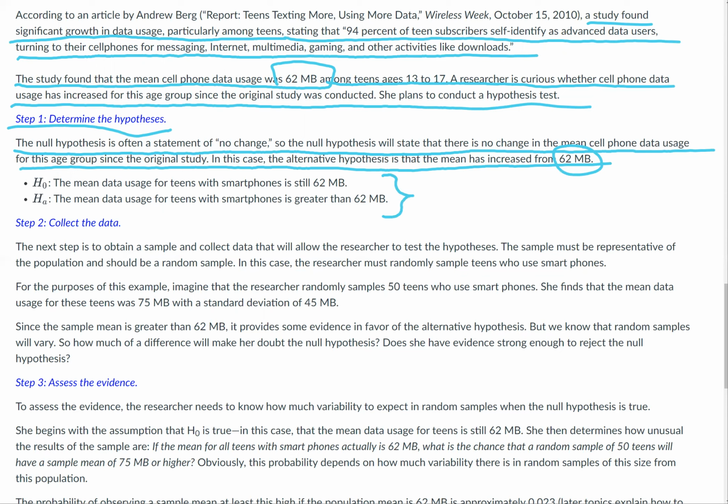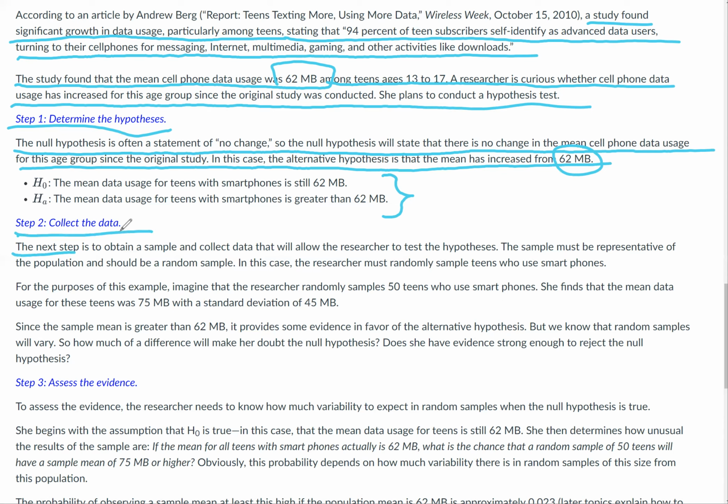And they're stated here in a little more detail. H sub 0, null hypothesis: the mean data usage for teens with smartphones is still 62 megabytes. And then alternative hypothesis, H sub A: the mean data usage for teens with smartphones is greater than 62 megabytes. The second step would be collect the data.